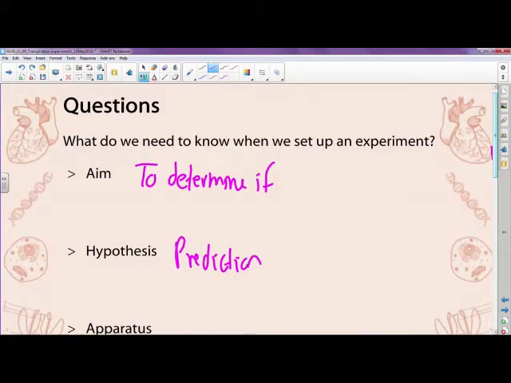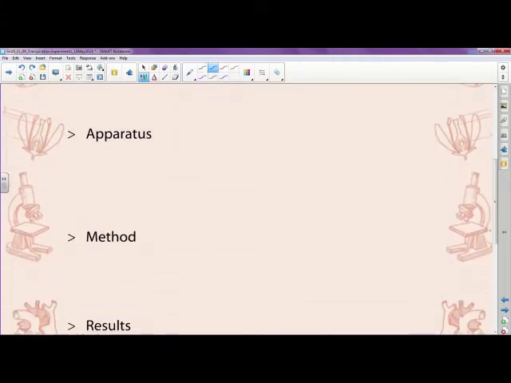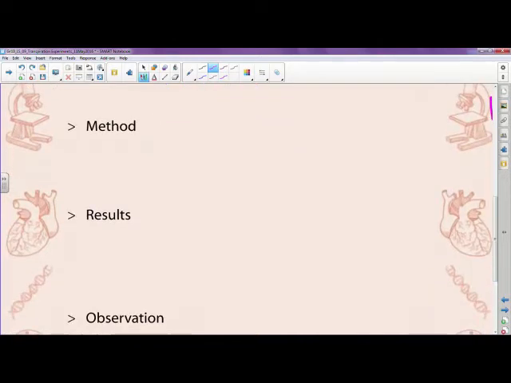Now today we're going to be looking at apparatus. When I conduct an experiment, it's the things that I'm going to use. It's either things that you might have in your house or it might be things that might be in your laboratory. Those are the things that I'm going to use. Now, the method is how I'm going to do it.